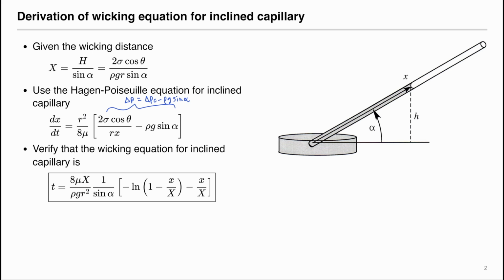is the inclined angle. The small x is the moving distance, and the big X we call the equilibrium rise Wicking distance. And this h, big H, will be called the equilibrium rise height. What we want to do is to integrate the Hagen-Poiseuille equation and then verify the Wicking equation can be derived as follows, where we have t explicitly and we have x implicitly.